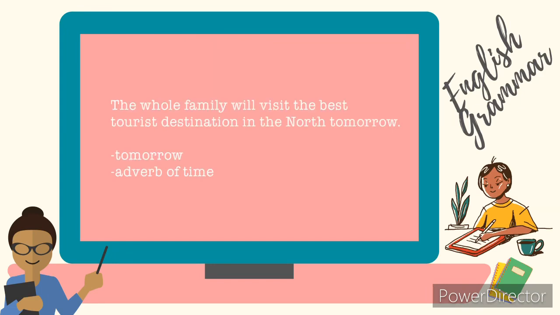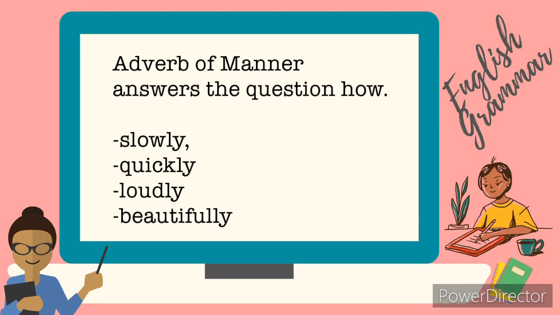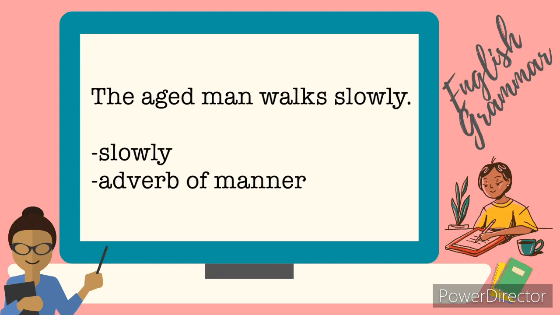Say, the whole family will visit the best tourist destination in the north tomorrow. When will the family visit the best tourist destination in the north? We can answer tomorrow. Tomorrow is an adverb of time. The second one is the adverb of manner. It answers the question how. Examples can be slowly, quickly, loudly, beautifully, and many more. Say for example, the aged man walks slowly. How does the aged man walk? We say slowly. Slowly is an adverb of manner.